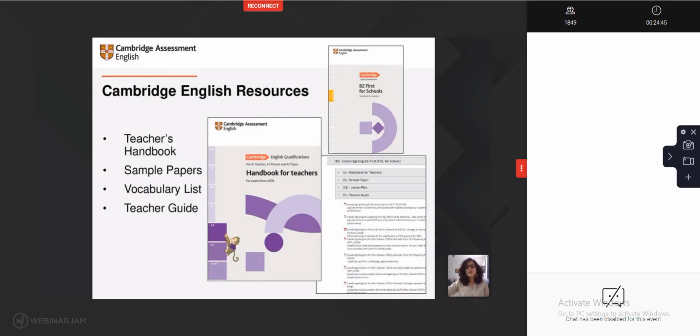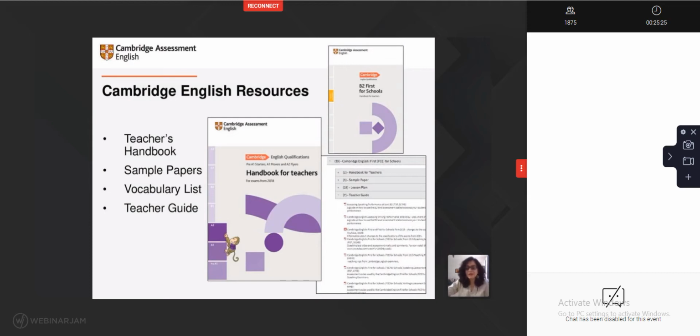So I'm going to introduce you to the primary resources which are extremely handy and informative. So for each exam, Cambridge has a handbook for teachers, right? So you can see over here, it says pre-A1 Starters, A1 Movers, and A2 Flyers. So this is a handbook for the YLE, or the Young Learners English exam, right? Similarly, you have a handbook over here which says B2 First for Schools. So this is a handbook for First Certificate in English, which is pitched at the B2 level of language proficiency.